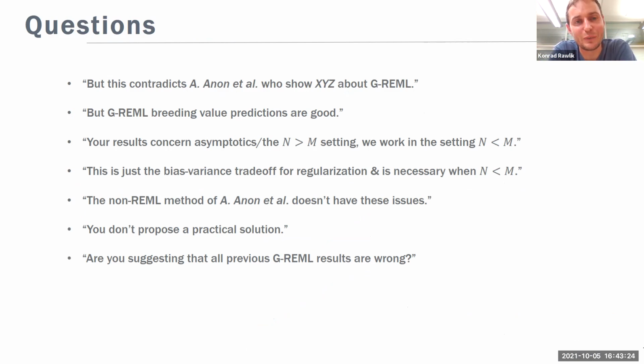And I'll briefly address those, and then we can maybe get to more general questions if anybody has any. What quite often comes up when I talk about this is that somebody says, well, this is in direct contradiction to some result about G-REML. And as I say, I don't think any of those papers are wrong. I think they just answer a different question.